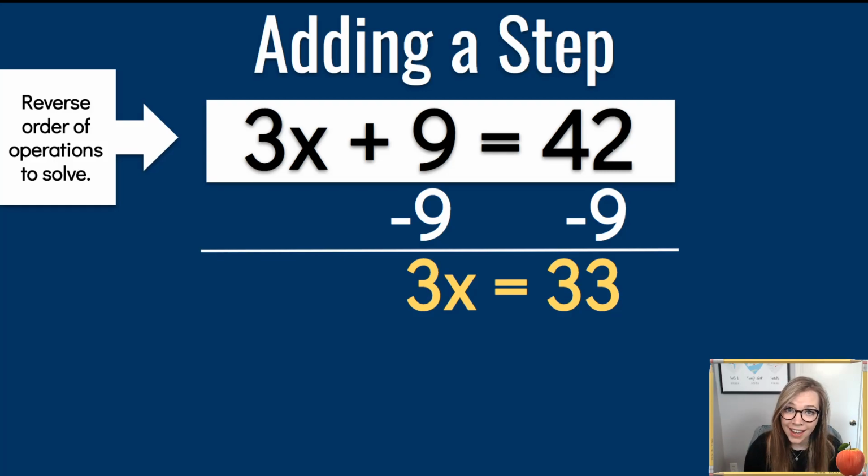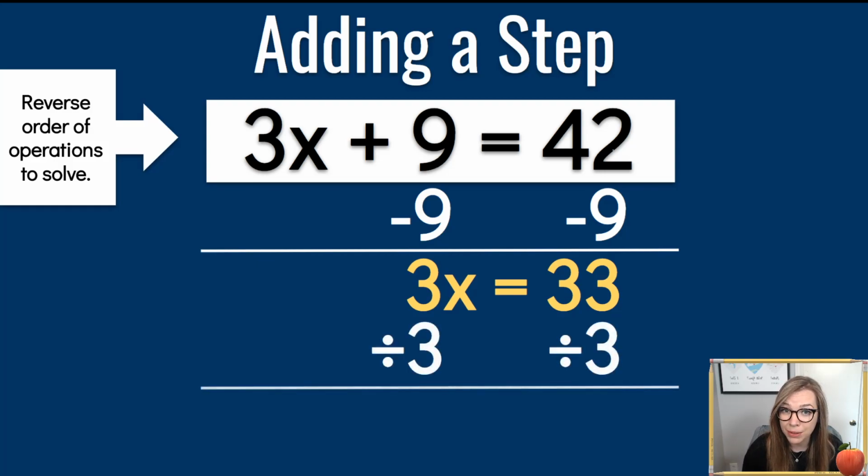So I'm not done yet, but now we have an equation that looks really similar to what we were doing in level 1. We have this multiplication type equation where we're going to solve using division. So to get x by itself, or to get x with a coefficient of 1, we need to now divide both sides by 3 to figure out what our variable is equal to. And we're left with x is equal to 11. But we're not done yet.